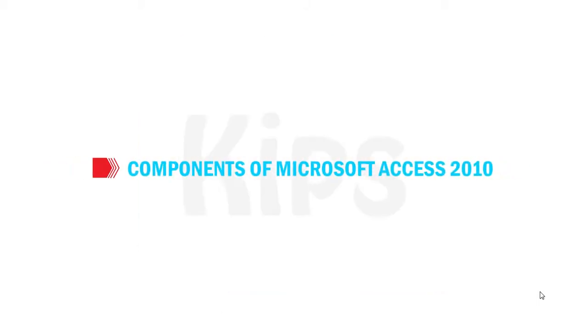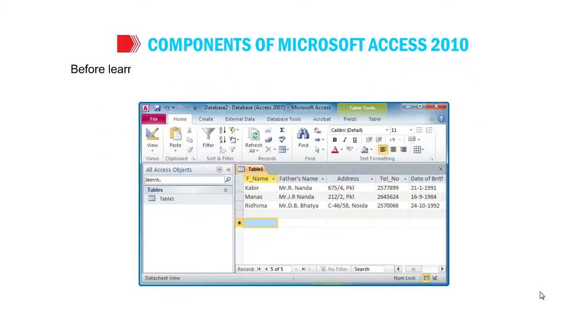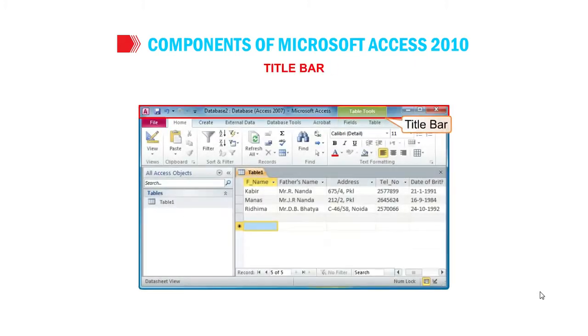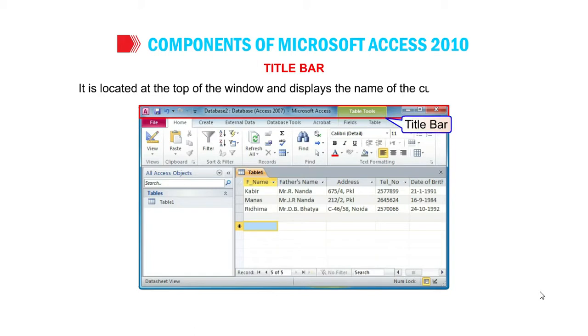Alright, let us learn components of Microsoft Access 2010. Before learning about the various functions of Microsoft Access, let us get familiar with the various components of Microsoft Access window. Title bar. It is located at the top of the window and displays the name of the current database.